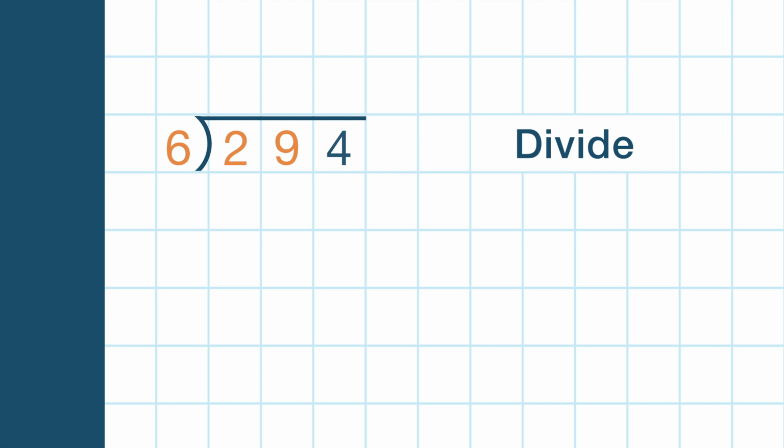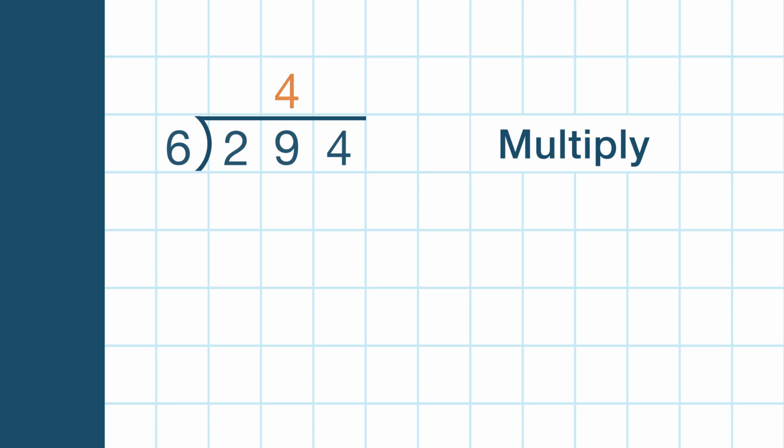Now it's your turn. 294 divided by 6. Let's work through it together. Does 6 go into 2? No. So look at the first two digits, 29. Divide. 6 goes into 29 how many times? 4 times. Write the 4 above the 9.